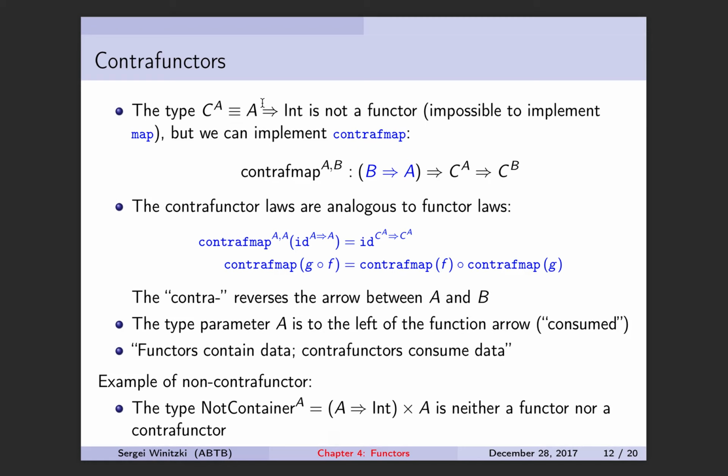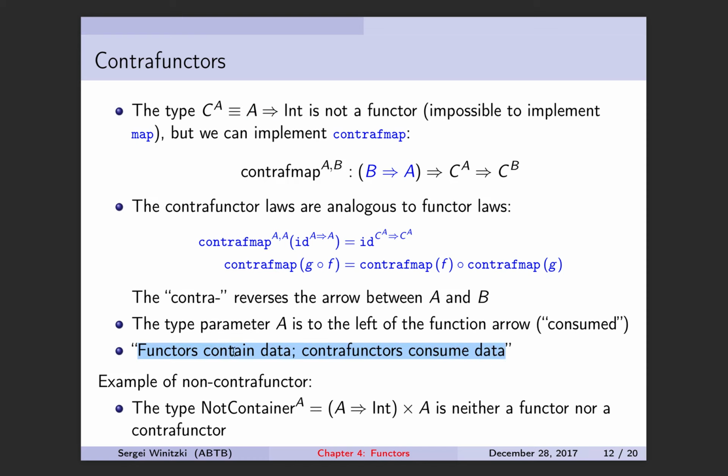Now in certain cases the type constructor has this shape and it's not a functor, but it has a different function called contramap that is very similar in type signature but has a reversed arrow. So those are called contrafunctors. I explain the interpretation of contrafunctors.